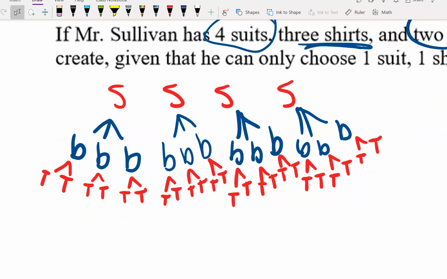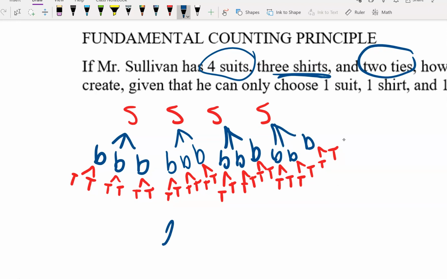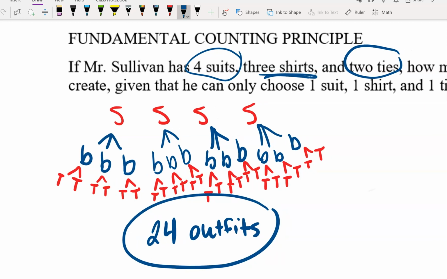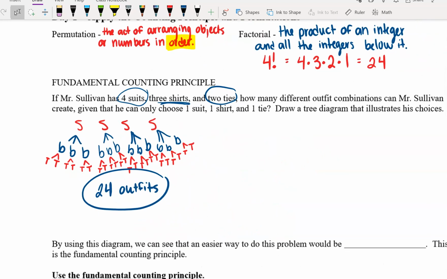All right, now based on this tree diagram, we can add up all of these T's, all of the bottoms of the trees, the leaves. So we've got 1, 2, 3, 4, 5, 6, 7, 8, 9, 10, 11, 12, 13, 14, 15, 16, 17, 18, 19, 20, 21, 22, 23, 24. That means there are 24 outfits that he could create, assuming that all of his clothes match.